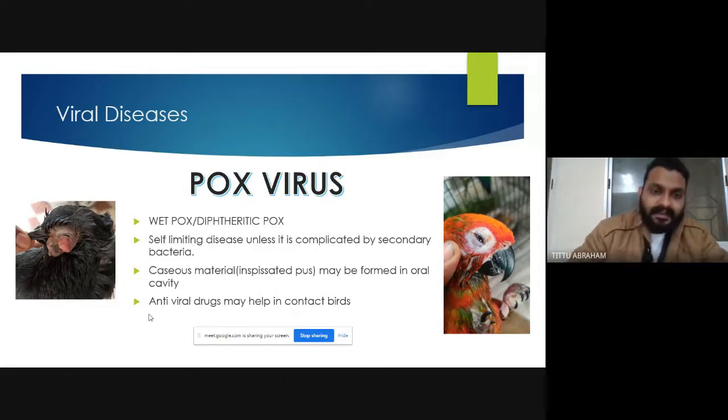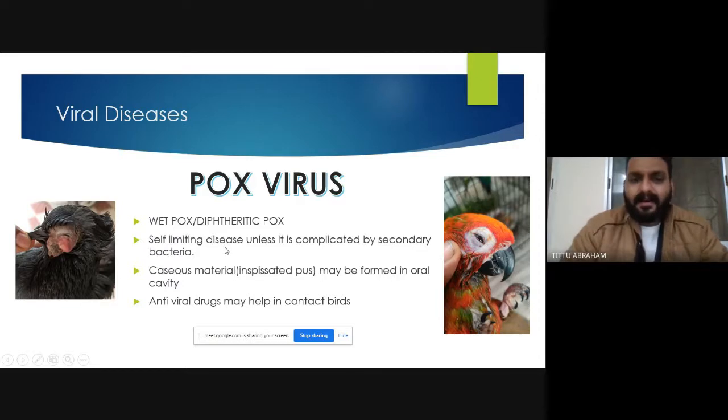So what I feel is that though it is a self-limiting disease, sometimes in contact birds, if some bird has been transported along with the pox bird and has not shown any symptoms yet, you can give antiviral drugs to those birds only. So it may provide some kind of prophylactic effect. And in my experience, it has helped in some cases.